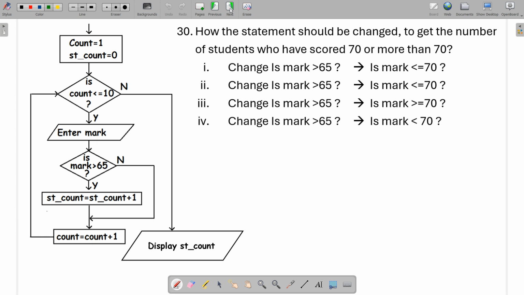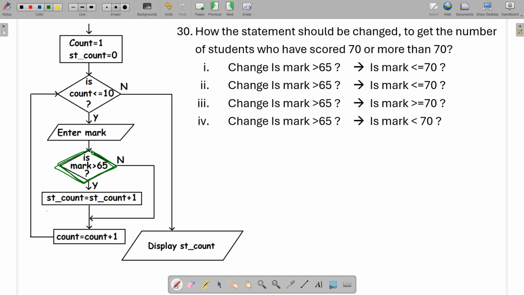30th question: how should the statement be changed to get the number of students who have scored 70 or more than 70? So in the earlier question, you saw that this was the condition which checks the mark which is larger than 65. So if you need to get the student count who got the score more than 70 or equal to 70, this is the condition that you are going to change.